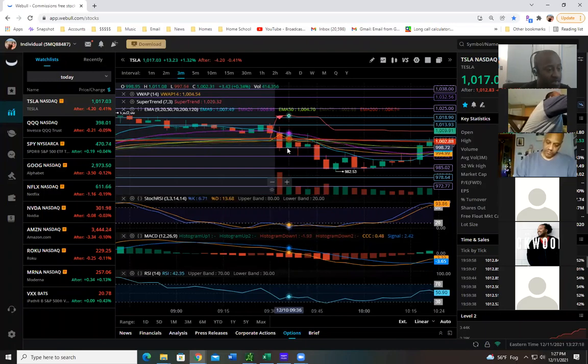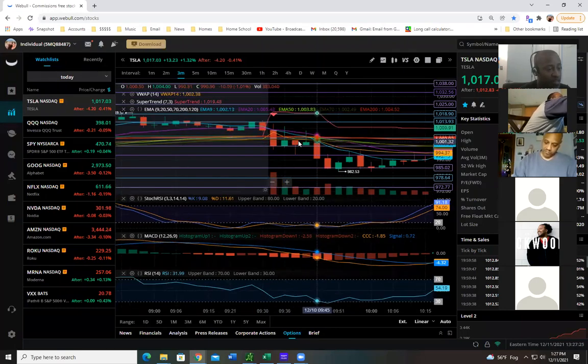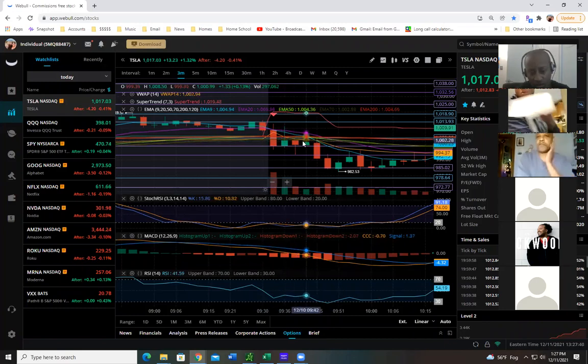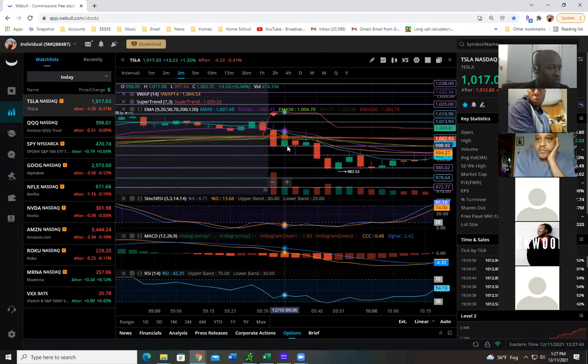You want to see this level completely broken. So the point to enter puts, even though we've already crossed, would be here. Because here it's too rocky. You want to see a nice flush candle. These are a bunch of dojis and hammers. So you got dojis, hammers here. You don't want to get in here.